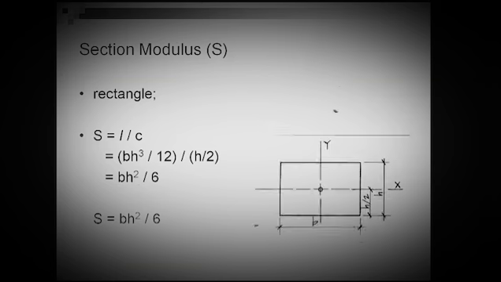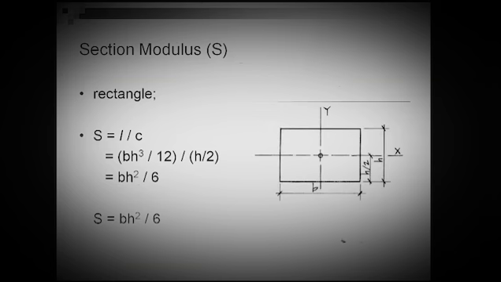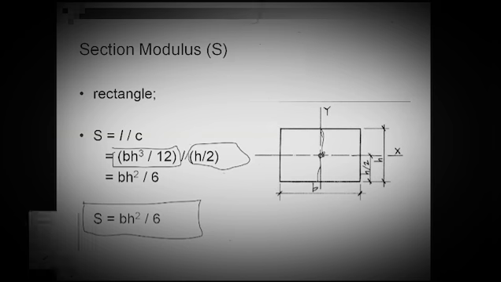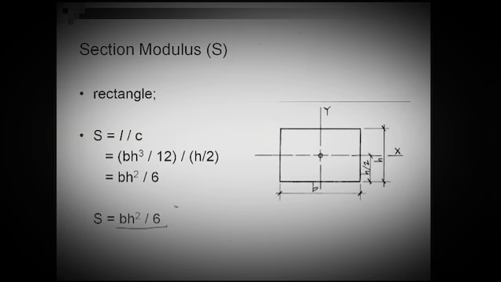So now for a rectangular shape, the section modulus is going to be the moment of inertia divided by the distance from the neutral axis to the top or the bottom. Since both of them are exactly the same, it is going to be h over 2. So the section modulus for a rectangular shape is going to be bh squared divided by 6. Hence, if you take the moment of inertia and divide it by h over 2, you will get none other than bh squared divided by 6.